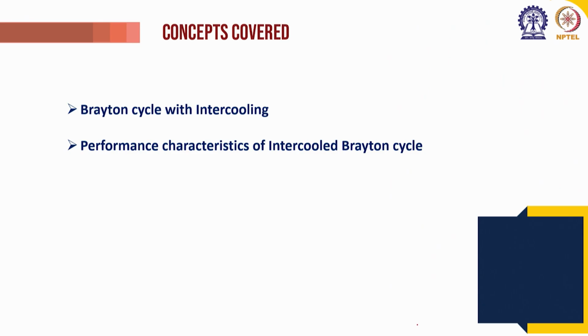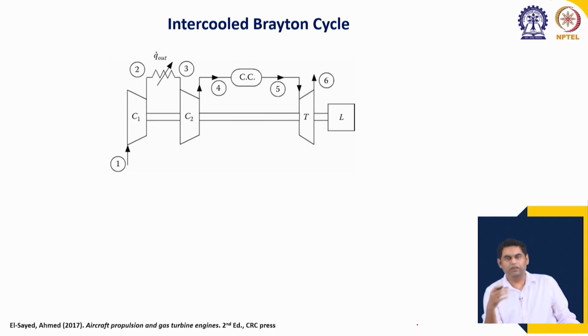Okay. So, the concepts that will be covered are: what is the Brayton cycle with intercooling, or simple gas turbine cycle combined with intercooling, as well as the optimal conditions and performance, and how to calculate the performance characteristics of this intercooled Brayton cycle. We will also find the optimum condition for which we get the maximum work output from the cycle. Okay.